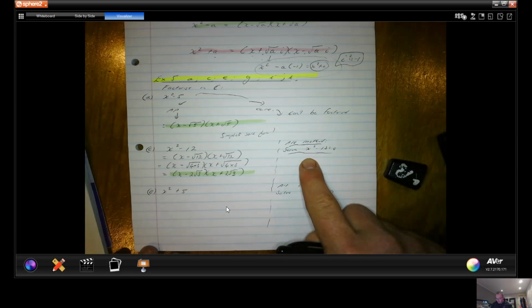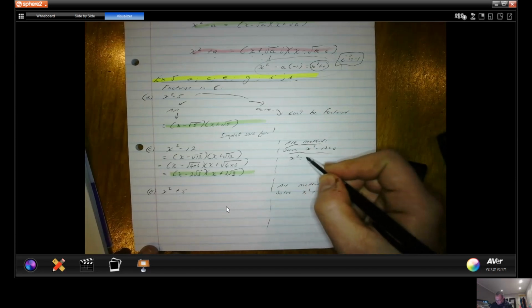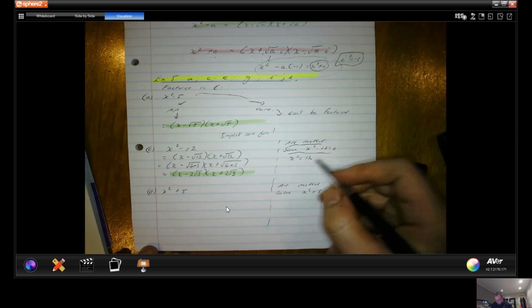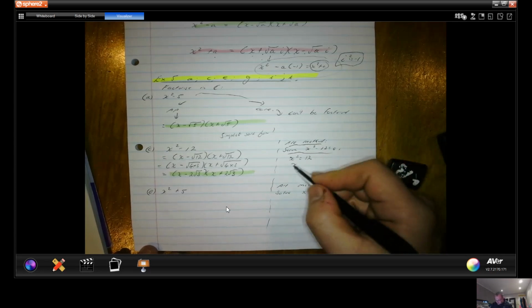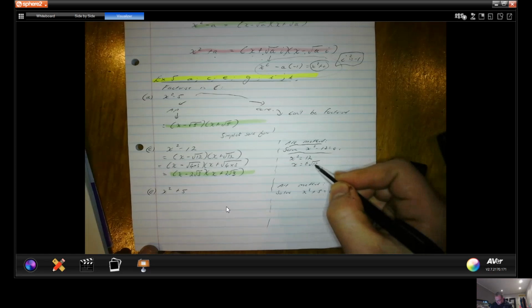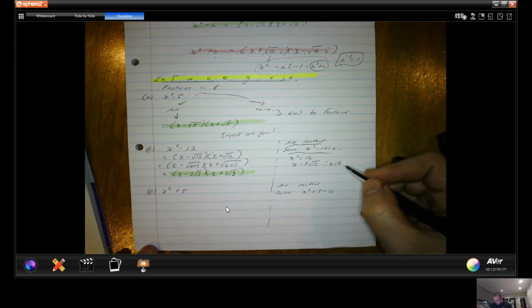This is an alternate method for the same sum. They solve the equation, and they go x squared is equal to 12. So they let the equation be equal to 0, then they solve that equation. So you're going to get x is equal to plus minus root 12. So x is equal to plus minus root 3 times 4, which becomes 2 root 3.